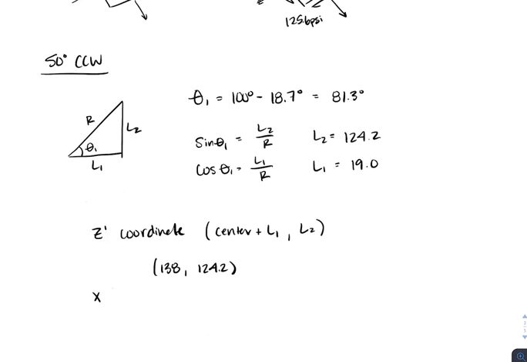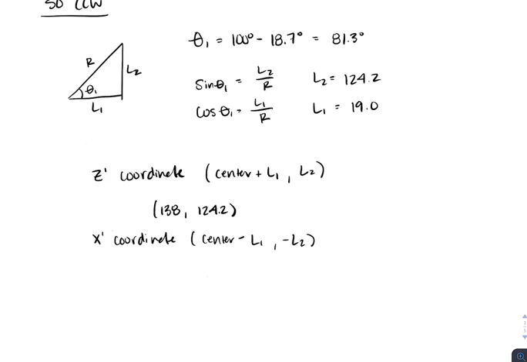Similarly, do the same thing for the x prime coordinate. This time, however, the first term is the center minus L1, and the second term is a negative L2. So doing that, you should get a value of 100 as your first term and a negative 124.2 as the second term. Now that we have those two, you can back calculate and figure out what the stress block looks like.